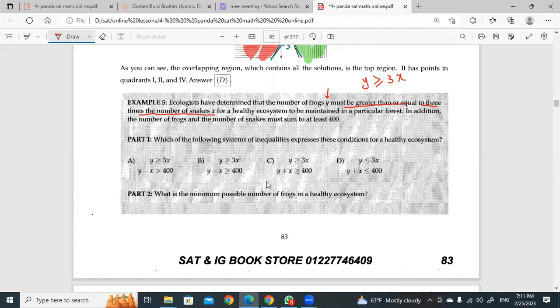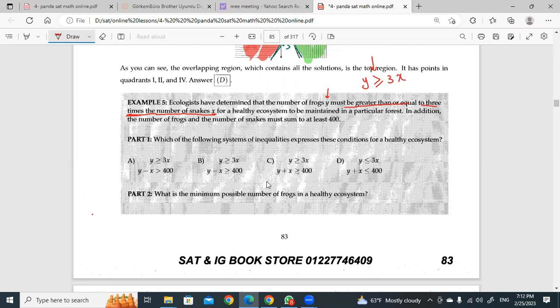So he is telling me the story and I'm going to convert this story into algebra. You say that I have frogs, which is y, must be greater than or equal to 3 times a number, the number of snakes, which is x. So y is greater than or equal to 3x.